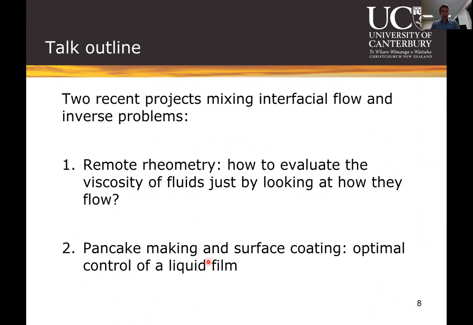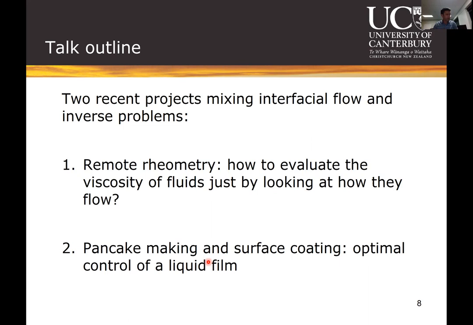Today, I want to talk to you about a couple of projects at the interface between free surface flows and inverse problems. The first one is to do with remote rheometry and how, just by looking at how a flow evolves, so a free surface flow, can we try to deduce something about the rheology of the fluid. So that's the first problem I'll talk about.